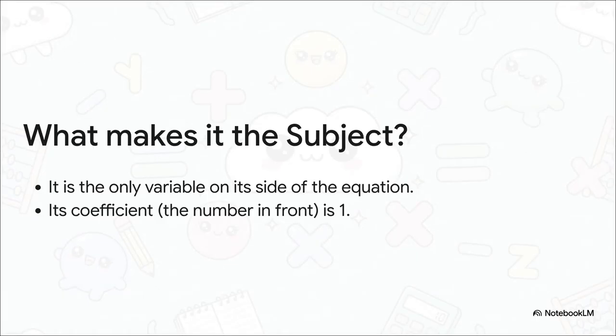So how can you spot it in the wild? It's easy. There are just two rules you got to check for. One, it has to be all alone on its side of the equal sign. No other variables hanging out with it. And two, its coefficient, that's just the fancy word for the number in front of it, has to be a 1. If it checks both those boxes, boom, you've found your subject.